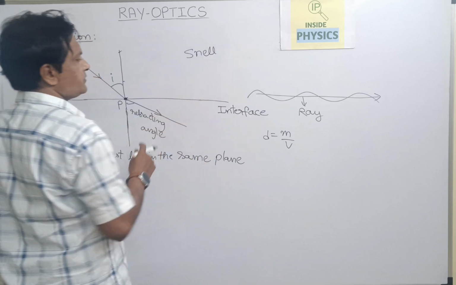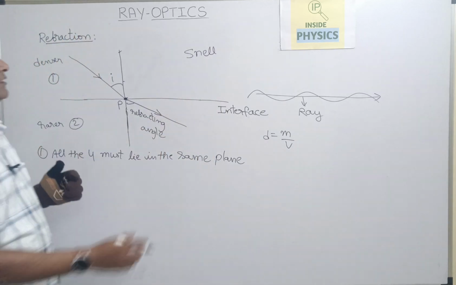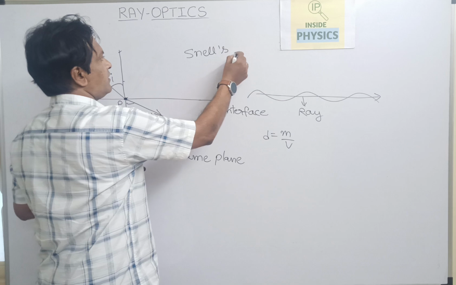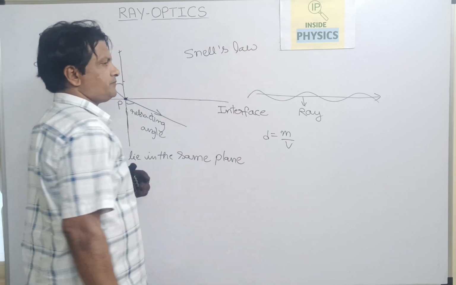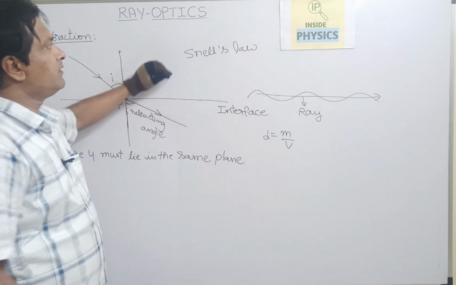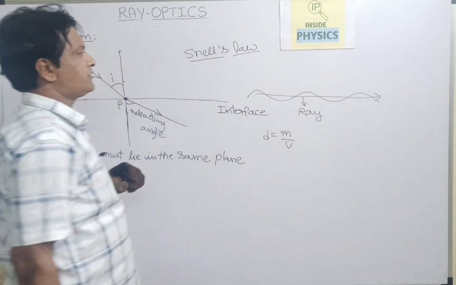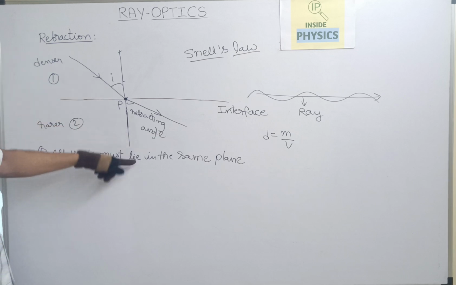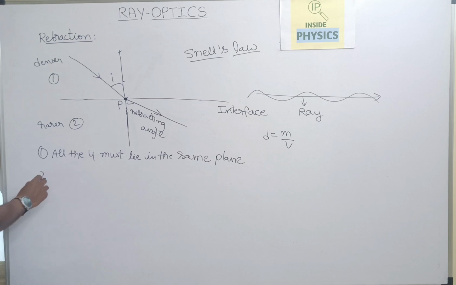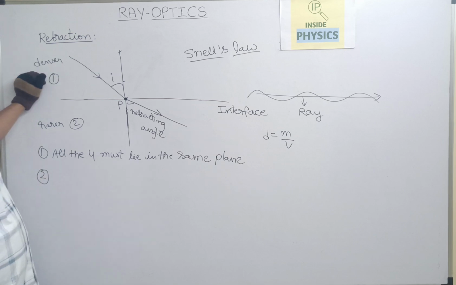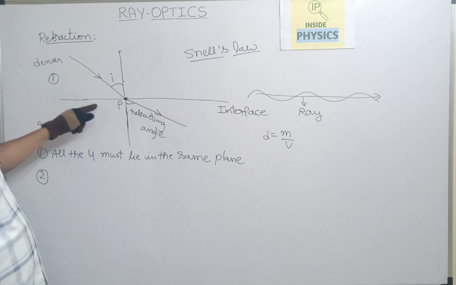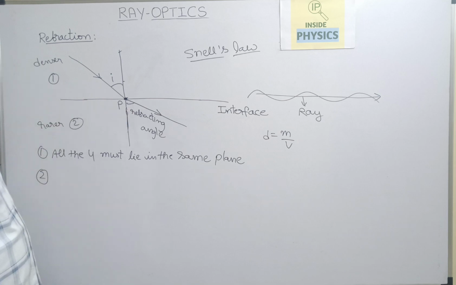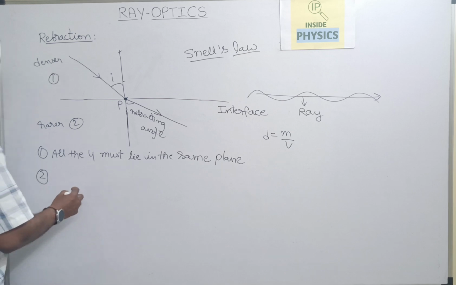While on his observations and experiments on light, that's why we always say refraction is followed by Snell's law. So Snell is a scientist who did a lot of experiments on light and found out some refraction principles, of which the first one is that all the four of these must lie in the same plane, and the second one, the ratio of sine of angle of incidence to the sine of angle of refraction is equal to the refractive index. That is the second principle.